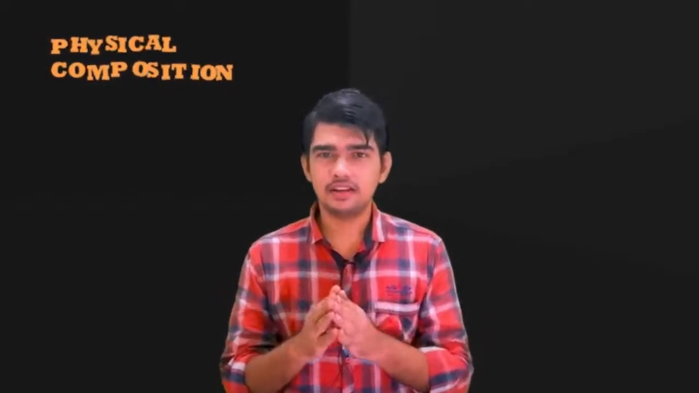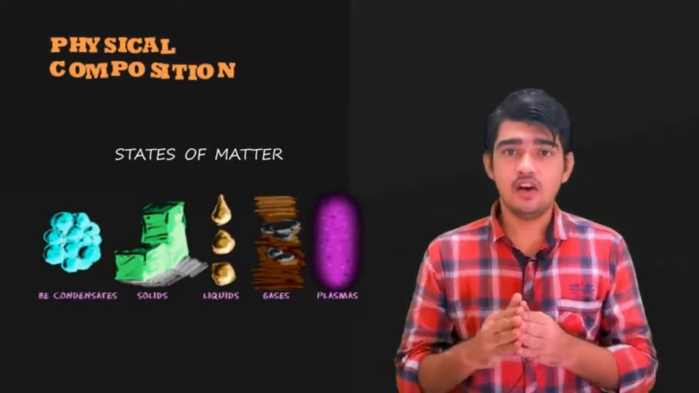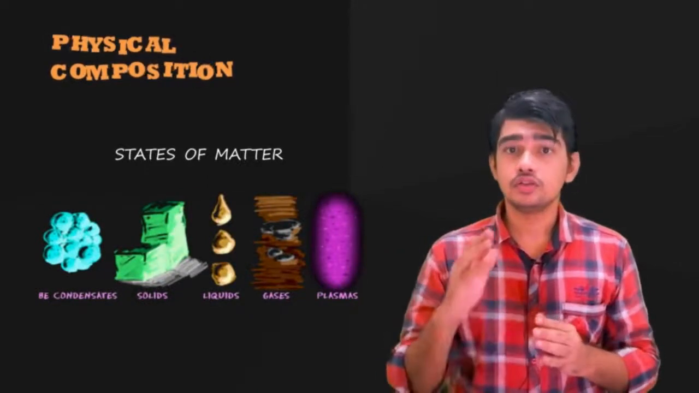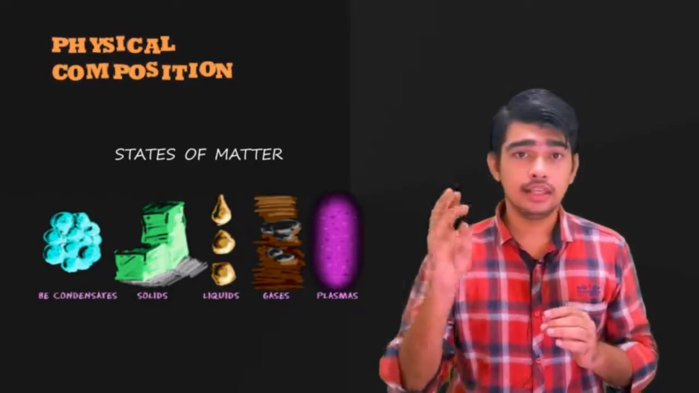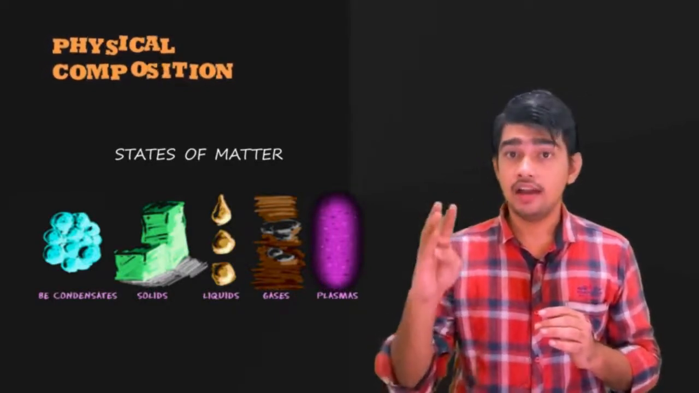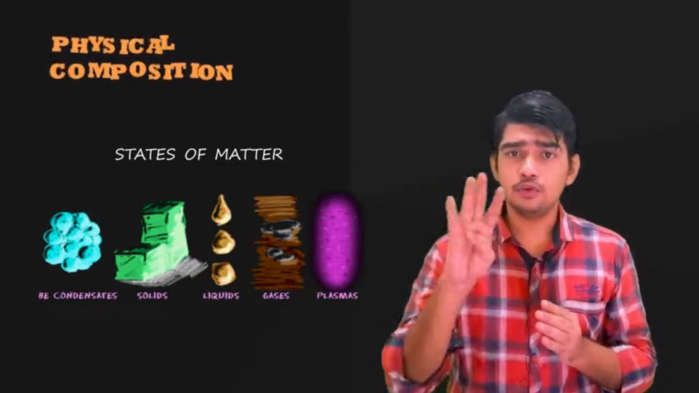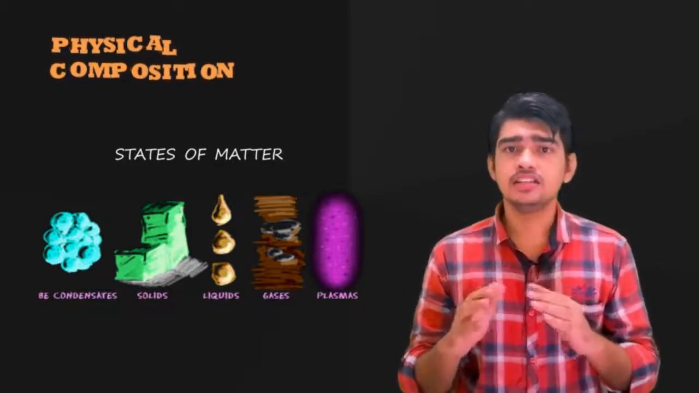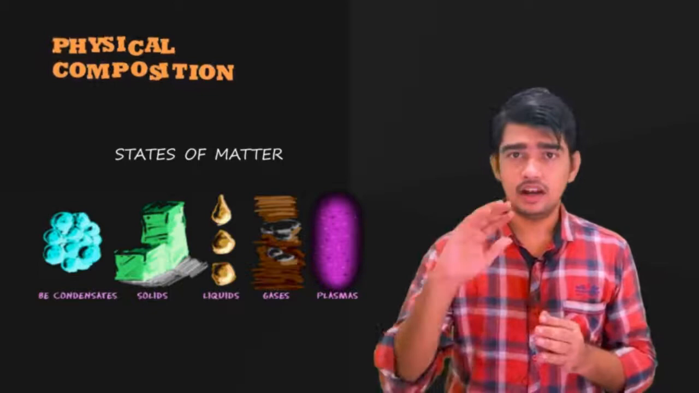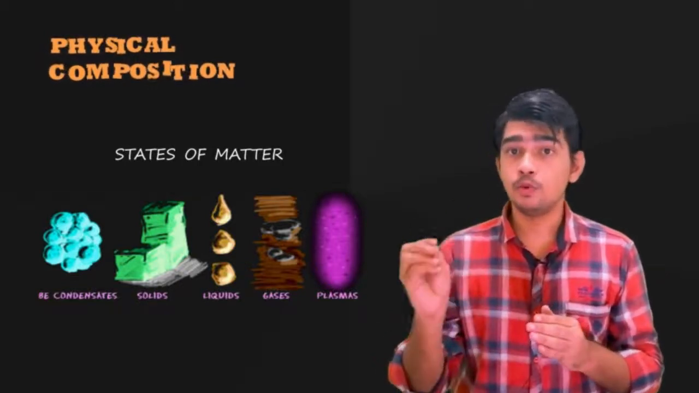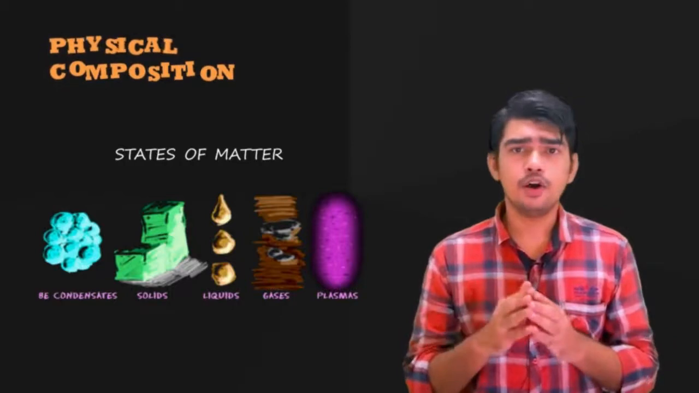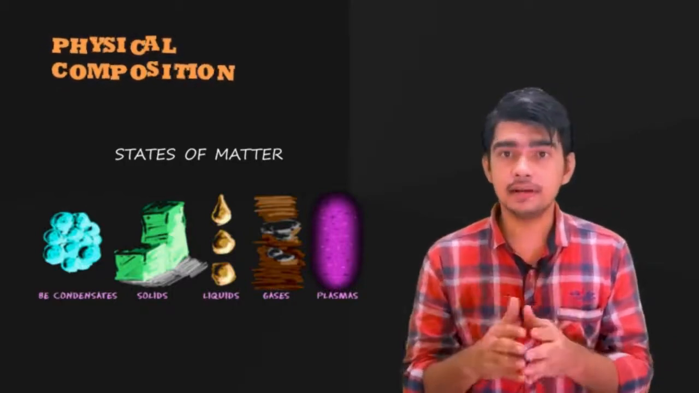On the basis of physical composition, matter is divided into 5 groups. It is also known as states of matter. First, let us see all the states of matter: solid, liquid, gas, plasma, and Bose-Einstein Condensate. We would have seen the first 4 states of matter because they are all around us. But the last state of matter, that is Bose-Einstein Condensate, can be found only through expensive experiments.